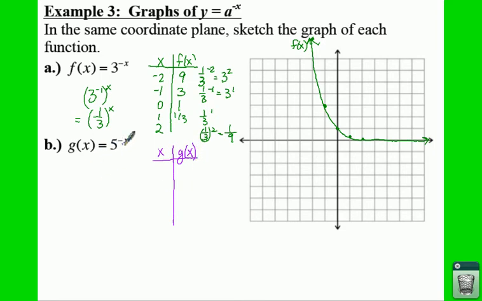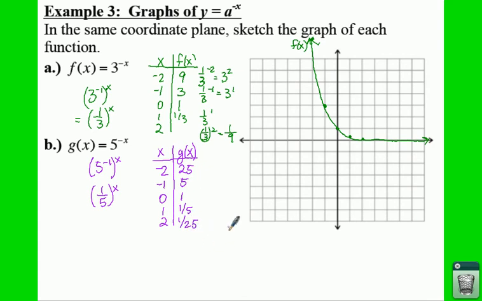So same thing, if you have a 5 to the negative x, that's really a 5 to the -1 to the power of x, which is just a 1/5 to the power of x. So if you plug in -2, -1, 0, 1, and 2, you're going to get these values of 25, 5, plug in a 0, you get a 1, 1/5, and 1/25.